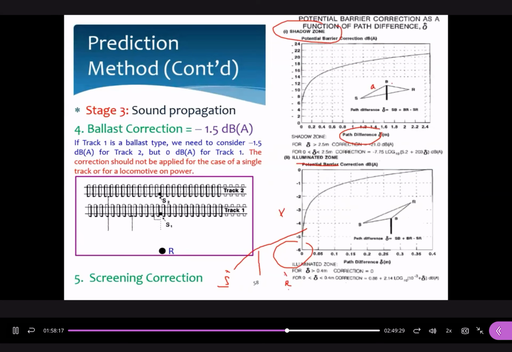If this is A, this is B, and this is C, the path difference is A plus B minus C. Once you get the value of the path difference, let's say it is equal to 0.8 inside the shadow zone, you can draw a vertical line here, and then the correction factor is about minus 17 dBA in this case. Any problem?